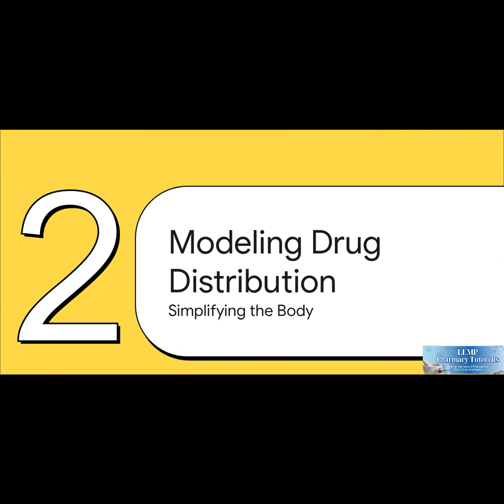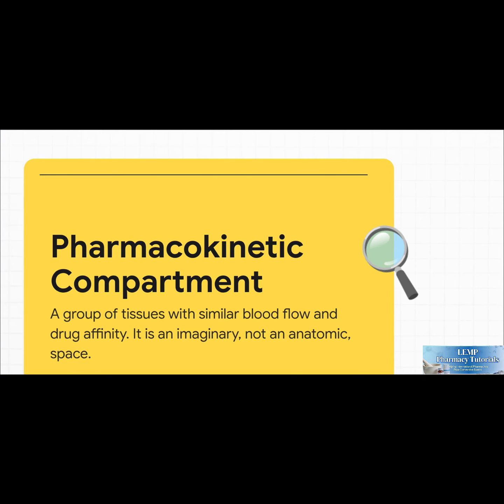To do all that amazing stuff, we have to start with a pretty bold simplification. We basically pretend the body isn't this messy, complicated collection of organs and tissues, but instead a neat series of simple, distinct compartments. Now, this is a really crucial point. When we say compartment, please don't picture a little box floating around inside you. It's a completely imaginary concept. It's a tool. We group different tissues together based purely on how they behave. If they have similar blood flow and a similar liking for a drug, we lump them together. It's a kinetic space, not a physical one.